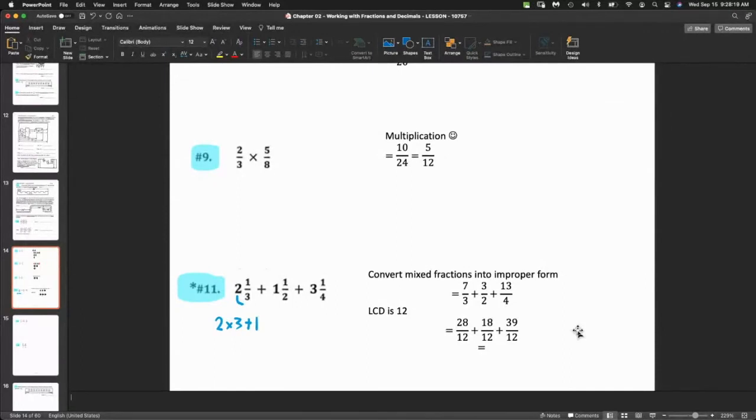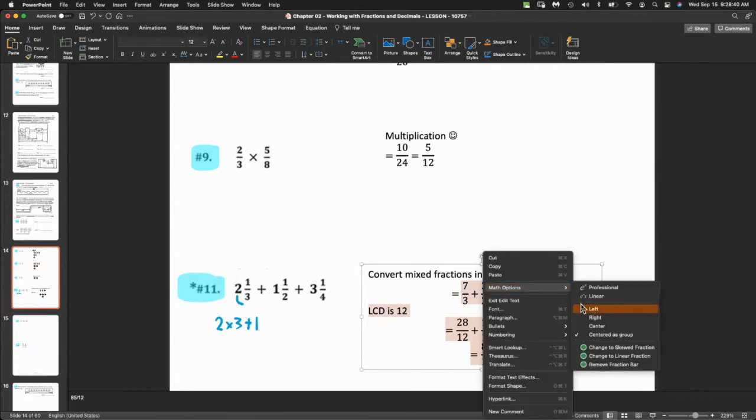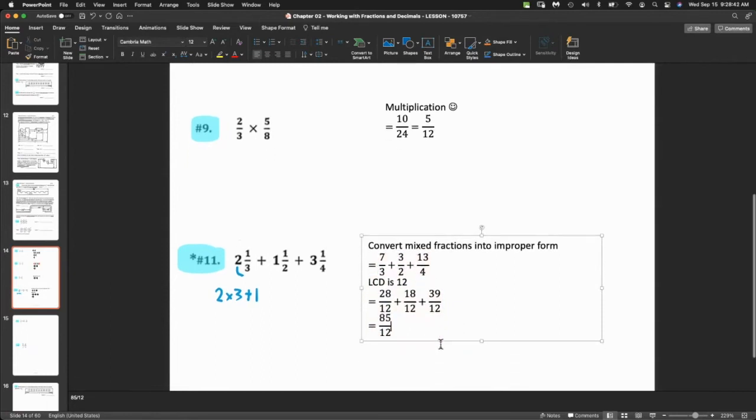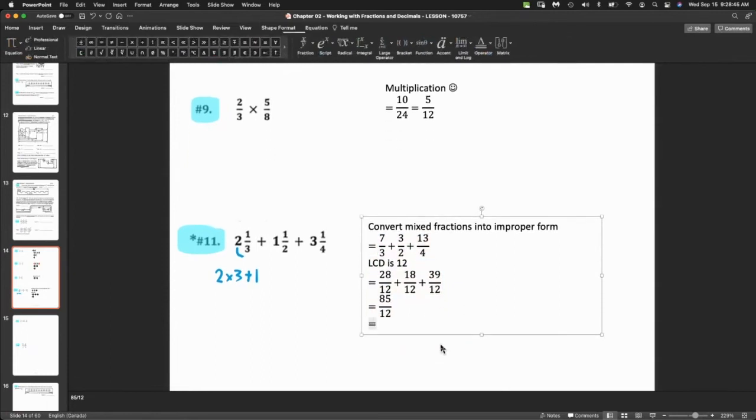What do we have there? 85. Can someone confirm 85 over 12? Thank you. And you can also convert that into proper form if you like. We talked about this last time about counting in 12s. So 6 times 12 is 72. 7 times 12 is 84. So that's 7 and 1/12.